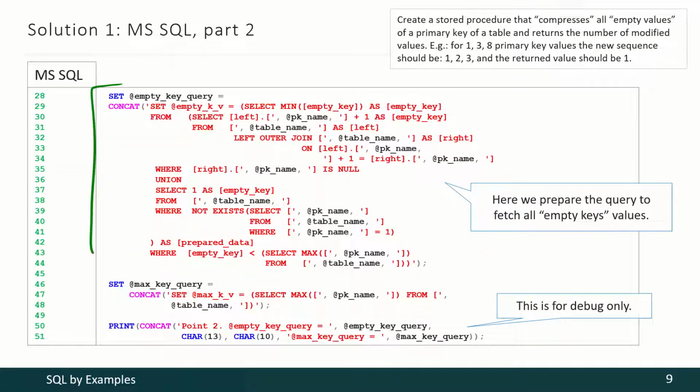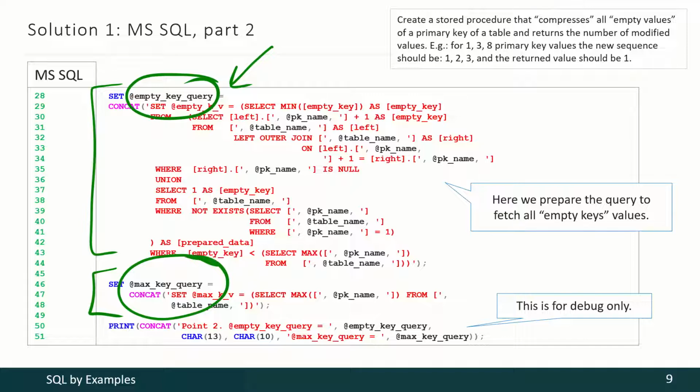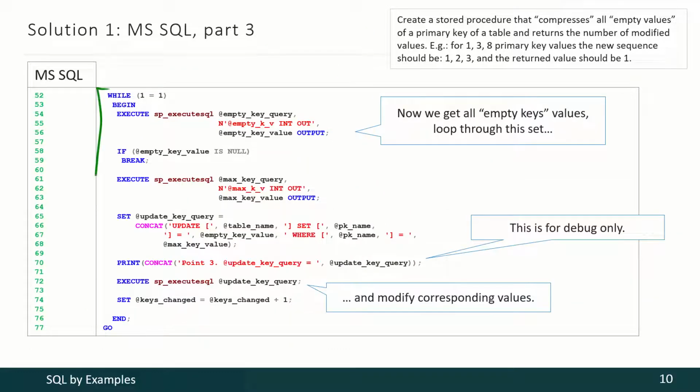And here we are literally following the MySQL approach. We are composing two strings for queries to select the empty value and the maximum value of the primary key. And as long as we are using dynamic SQL here, we can use the primary key name and the table name, and we can put them inside the query. Then the main action happens inside this loop. And please pay attention that this is an infinite loop, so we have to exit it manually.